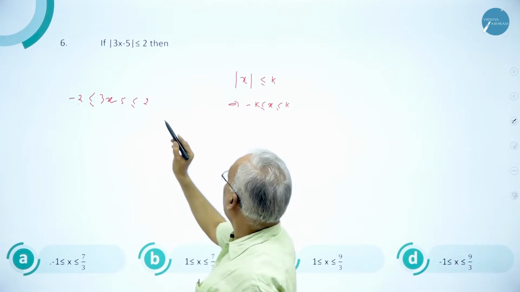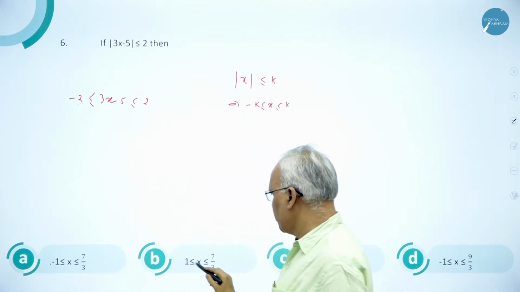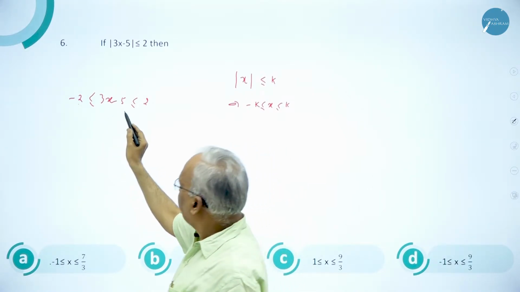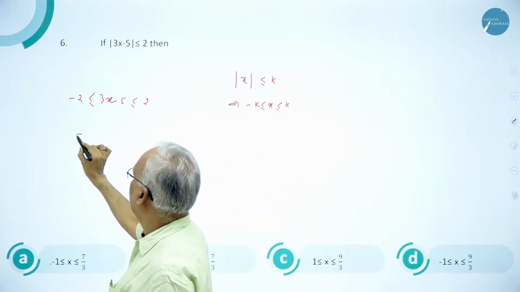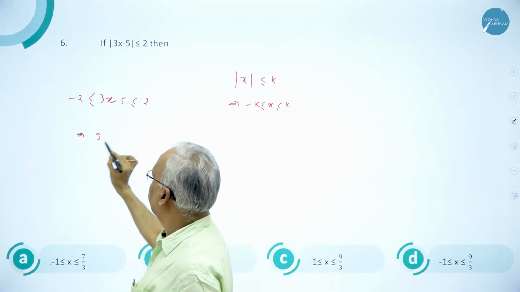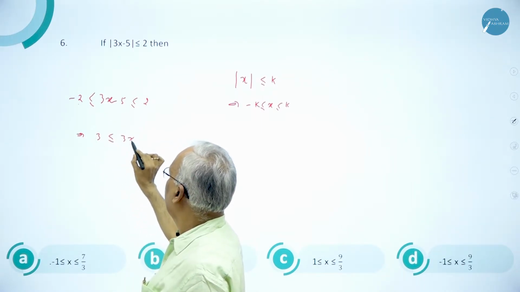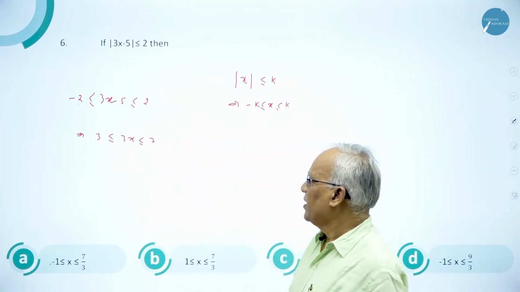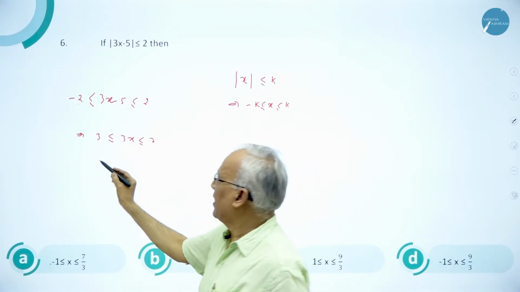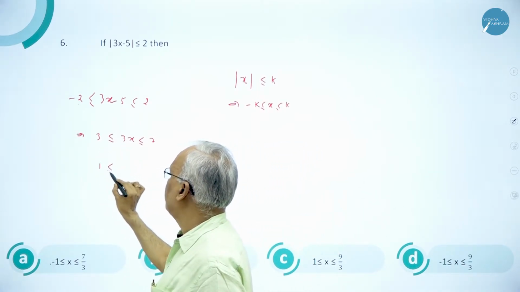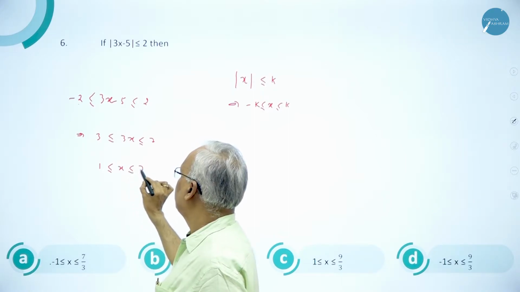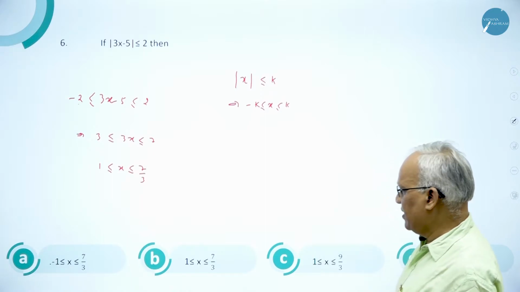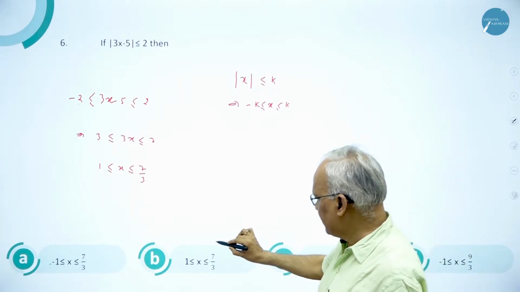So now I want x in between two numbers in all the cases. So I should have only x here. So what should I do? First add 5 throughout. It becomes 3 because 5 minus 2 is 3, less than or equal to 3x, which is less than or equal to 7, that is 5 plus 2. Again divide throughout by 3, you get 1 less than or equal to x less than or equal to 7 by 3. So now search for the answer. 1 less than or equal to x less than or equal to 7 by 3. So it is B.